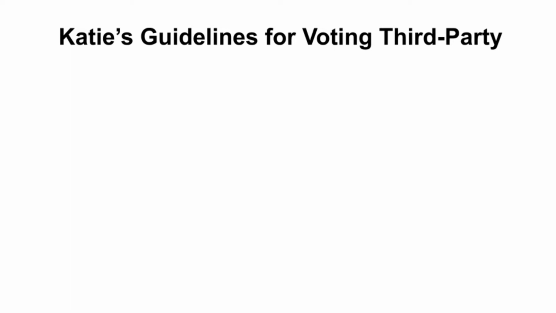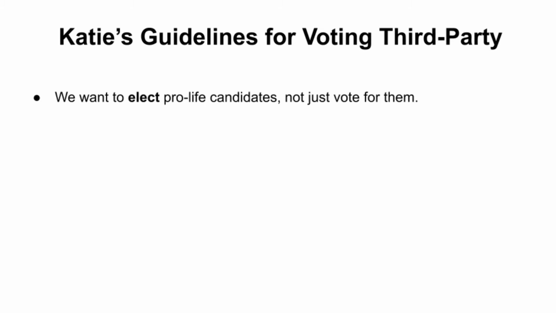And just to wrap this up, because this video is getting a little long, I want to talk about voting third party, especially when we're voting pro-life. So these are kind of my guidelines. Now, remember, I usually vote Republican unless there seems to be a viable third party candidate who is pro-life and has a chance at winning. So sometimes I'll vote Libertarian if there's a good Libertarian candidate or whoever else. But these are my guidelines. We want to elect pro-life candidates, not just vote for them.